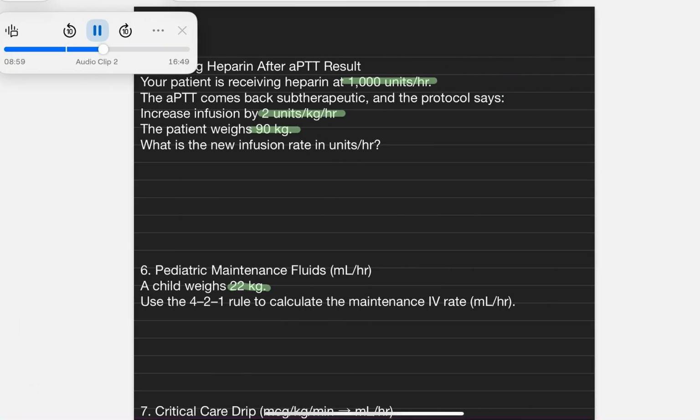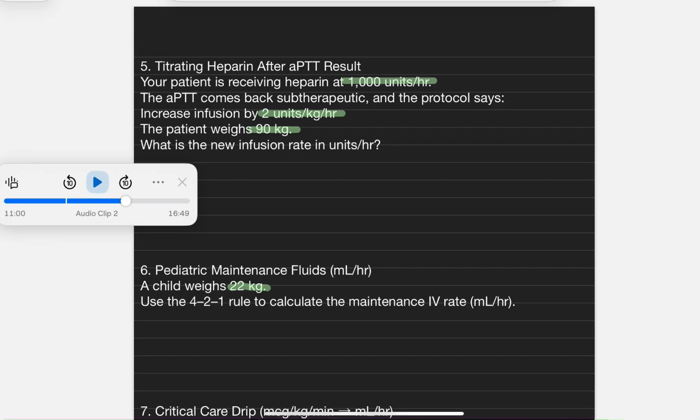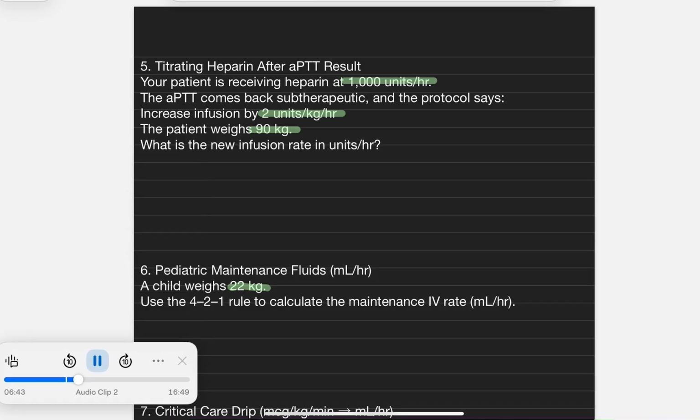Using the PTT results, the patient's PTT was tested, and the increase is at 2 units per kg per hour. So we're going to take those 2 units per kilogram per hour and multiply it by that 90 kilograms to get how many units we're increasing by. And then all we're going to do is add those 180 units that we're increasing by to that 1,000 units to get 1,180 units per hour as the new infusion rate.